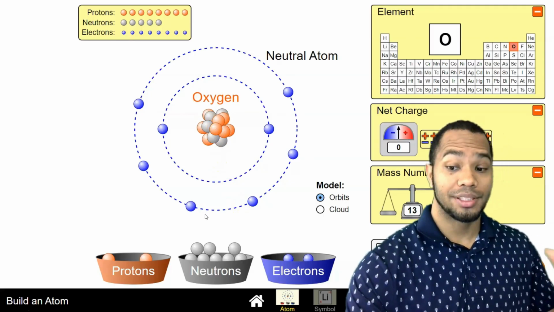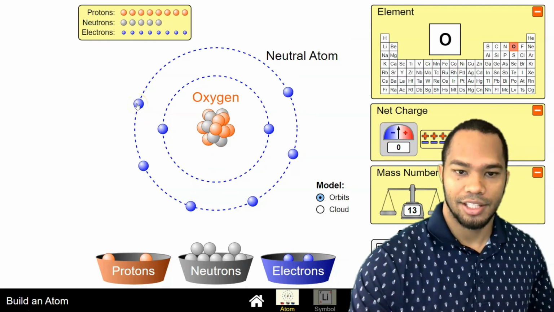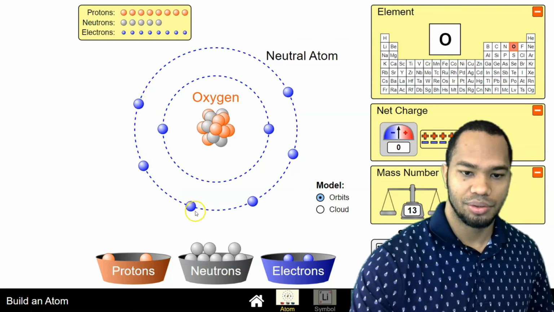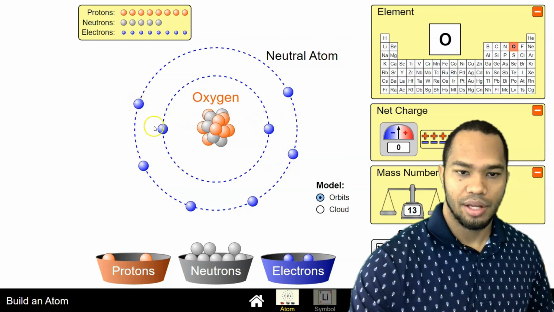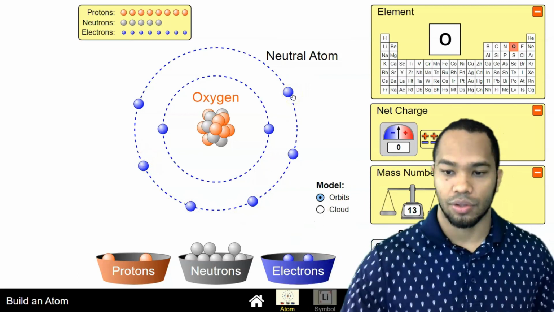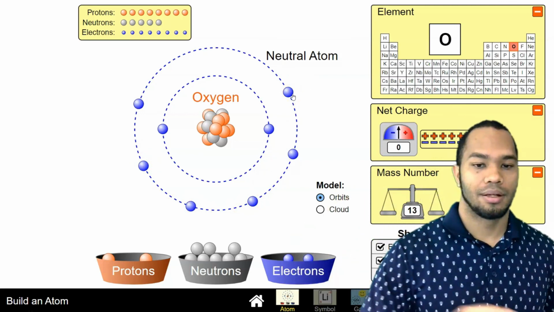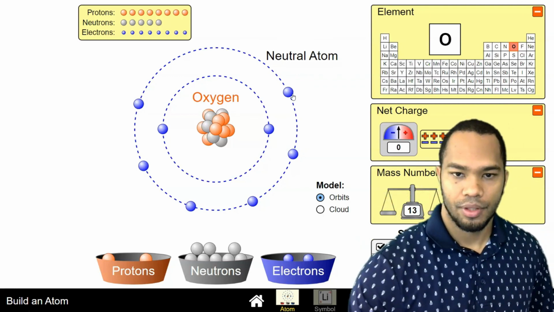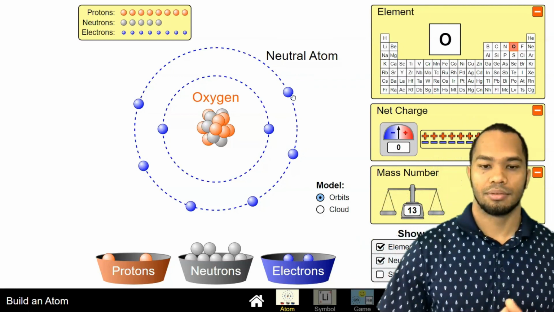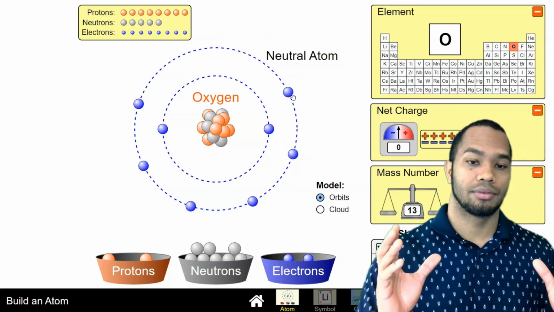It is in group 16. So it should have 6 valence electrons. Let's just check. 1, 2, 3, 4, 5. Yeah, 1, 2, 3, 4, 5, 6, 7, 8. It has 8 total electrons. And how many electrons in the outer shell? It has 6. Now, oxygen is also electronegative.